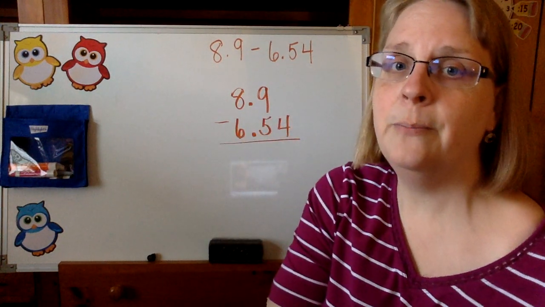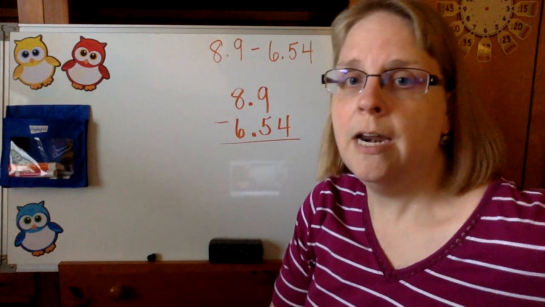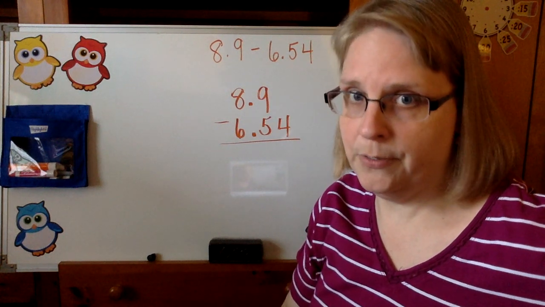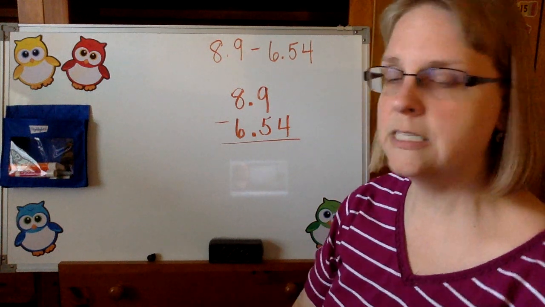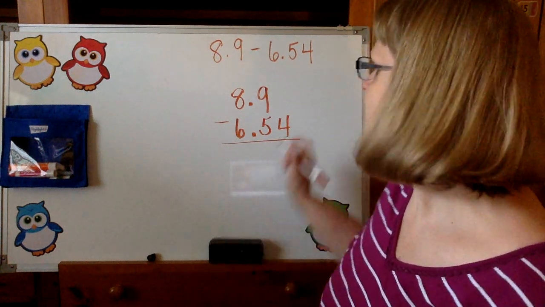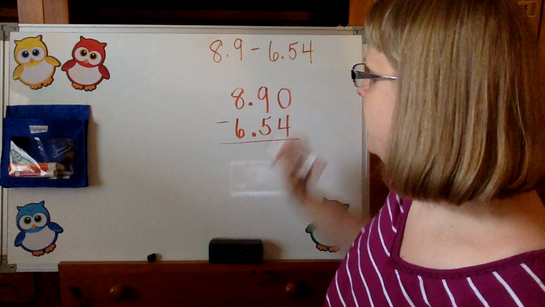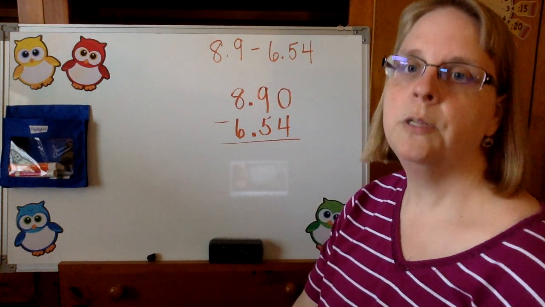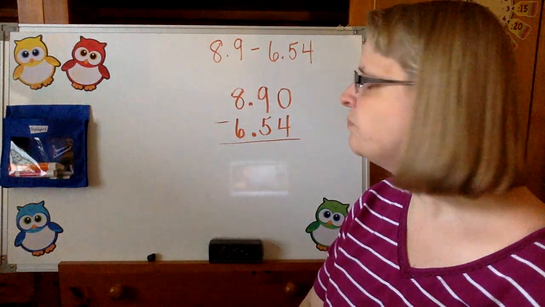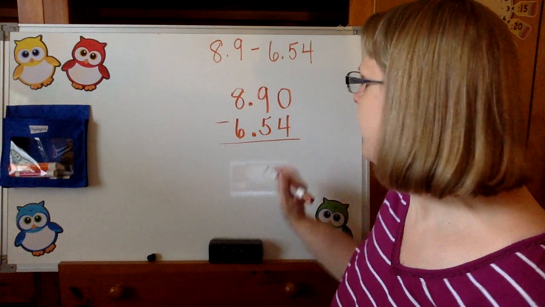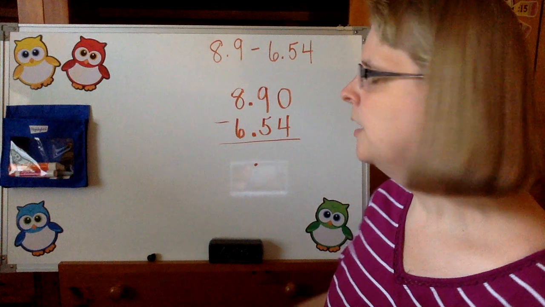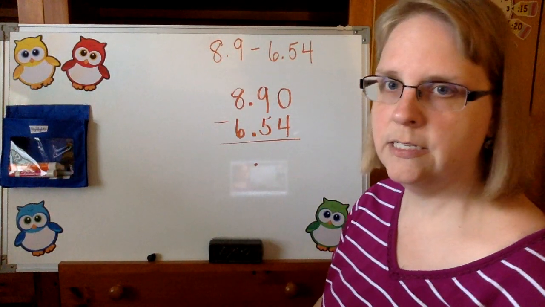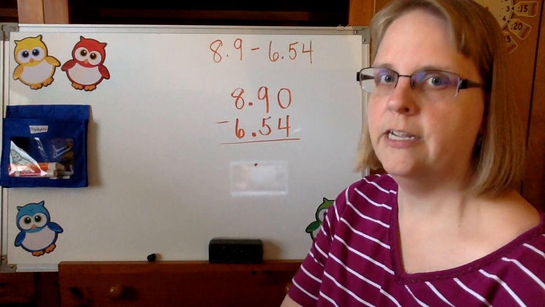I have hundredths in my bottom number, but I do not have hundredths in my top number. But again, I can make there be magical hundredths because I can add a 0. So I can give that place value something so it looks a little more normal for me. All right, I can go ahead and bring my decimal point down. And I can go ahead and subtract, regrouping where necessary.